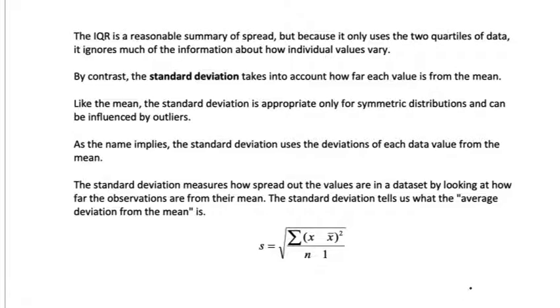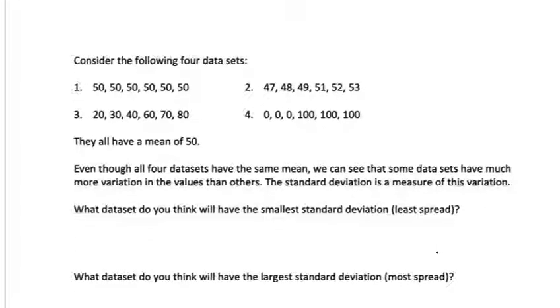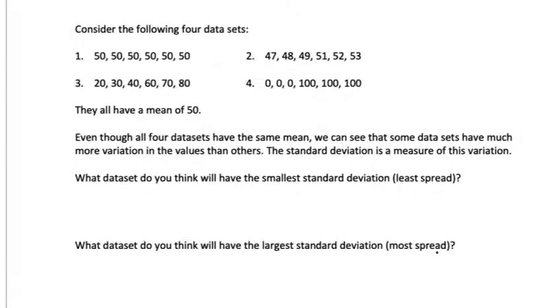Another way to think about it is that it's telling us the average distance from the mean for each point. So looking at these 4 data sets, we have one data set where all the values are 50. We have 47, 48, 49, 51, 52, 53, then 20, 30, 40, 60, 70, 80, and 0, 0, 0, 100, 100, 100. All of these 4 data sets have a mean of 50.